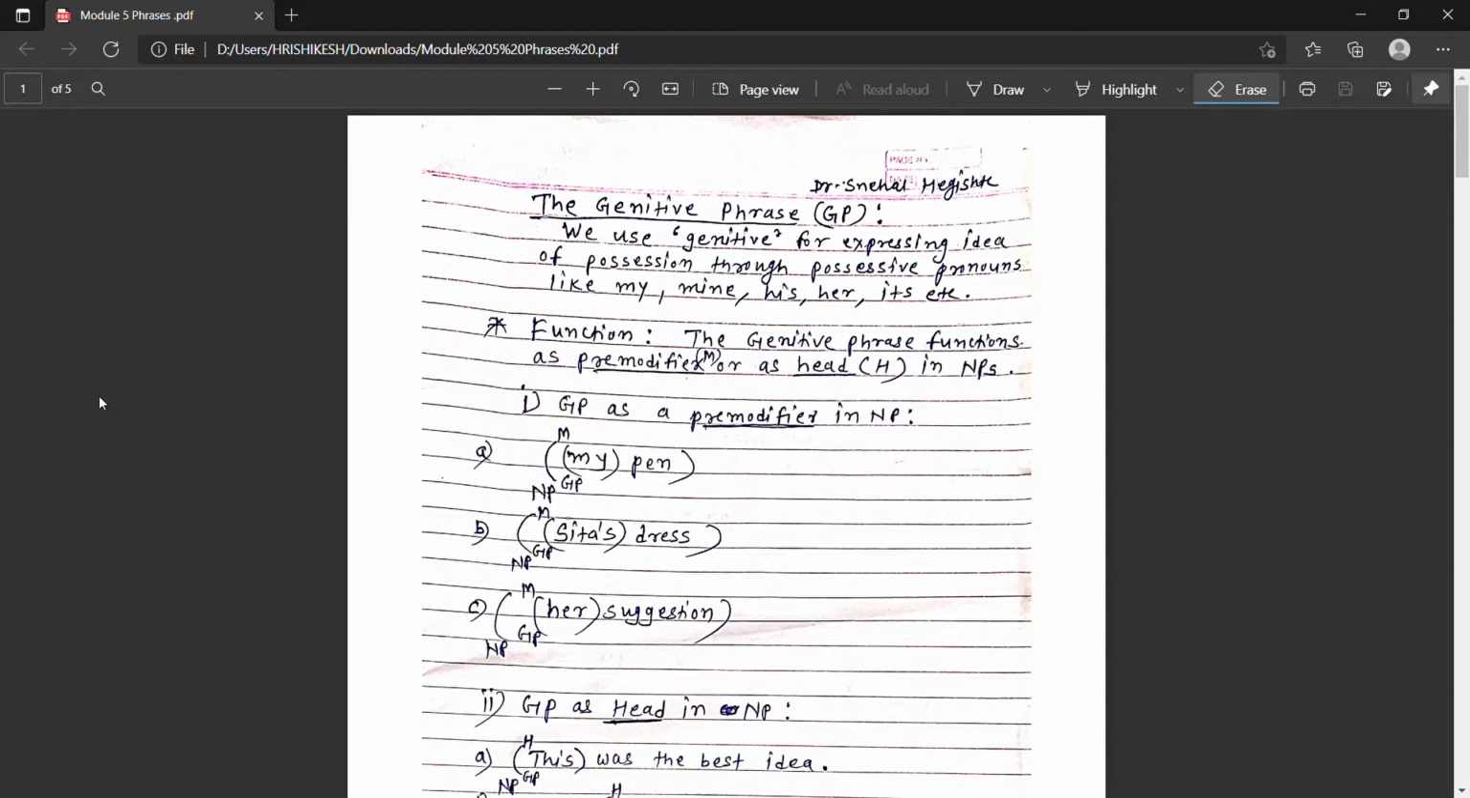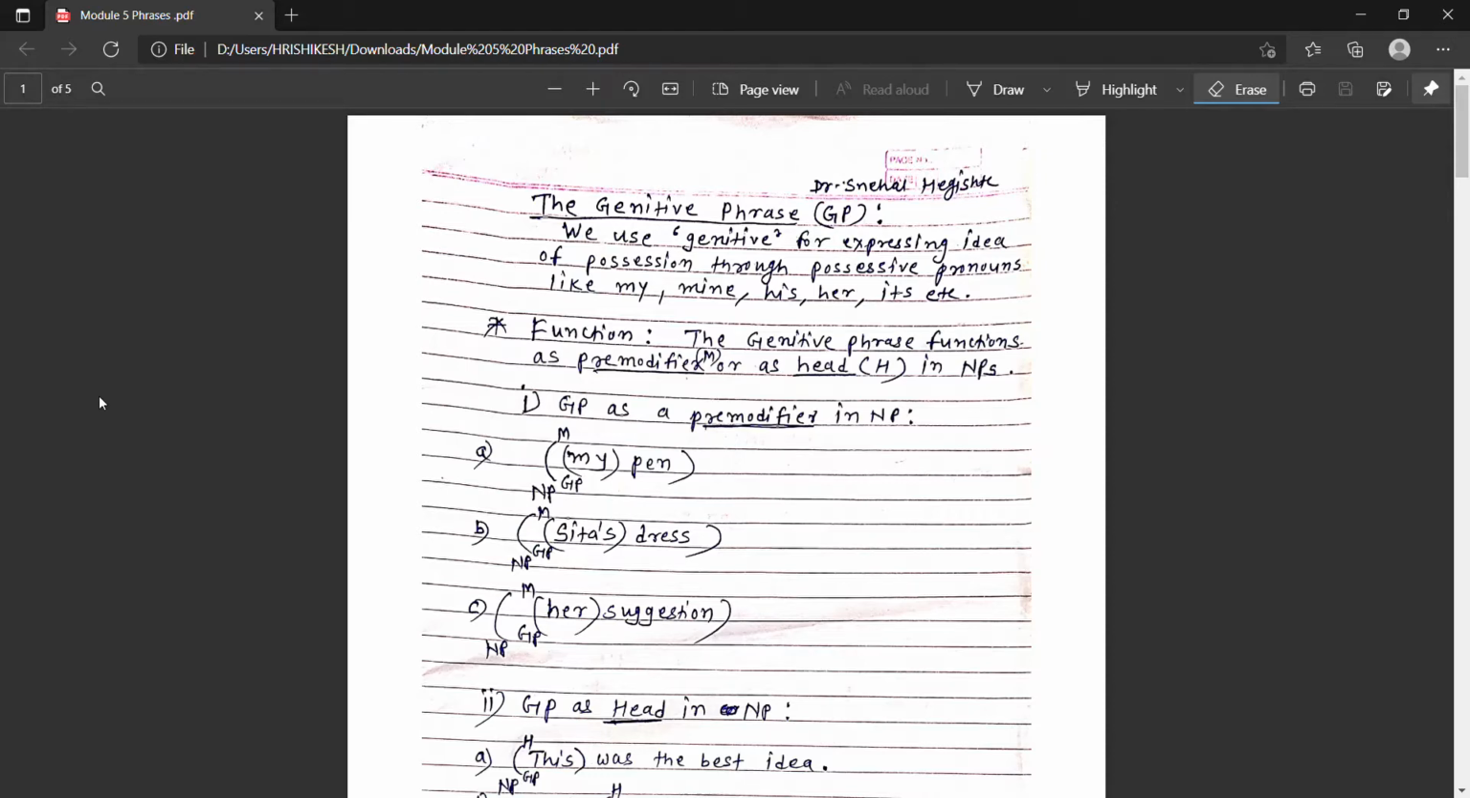ते बुक कोणाच्या मालकीचं आहे? माझ्या मालकीचं आहे. My book, my, mine, his, her. Her car. Whose car? Her car. The car कोणाच्या मालकीची आहे? तिच्या मालकीची आहे. Her car. So these are the possessive pronouns that are used while constructing genitive phrase. So GP, G capital, P capital, is the symbol used for genitive phrase. We use NP, N capital, P capital for noun phrase. While discussing genitive phrase, keep in mind the symbol GP.